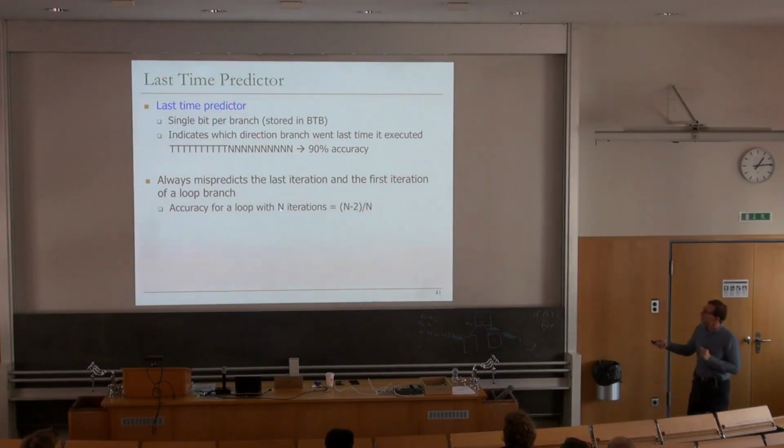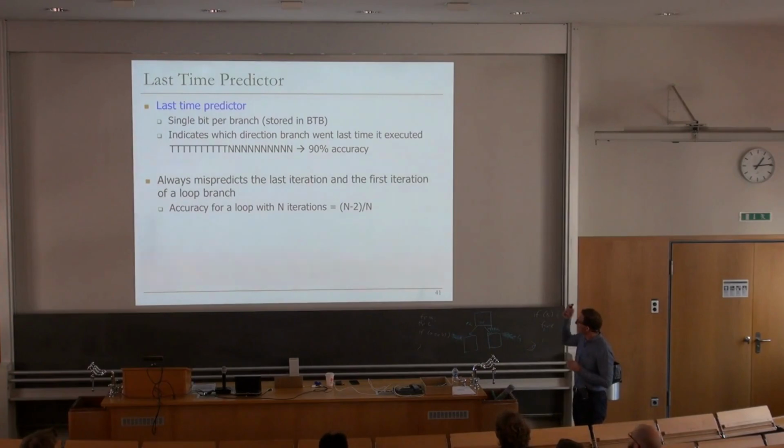Okay, so the accuracy for a loop with n iterations is (n minus 2) divided by n. Clearly, as n is higher, this is very good. If n is a million, you're almost close to 100%.